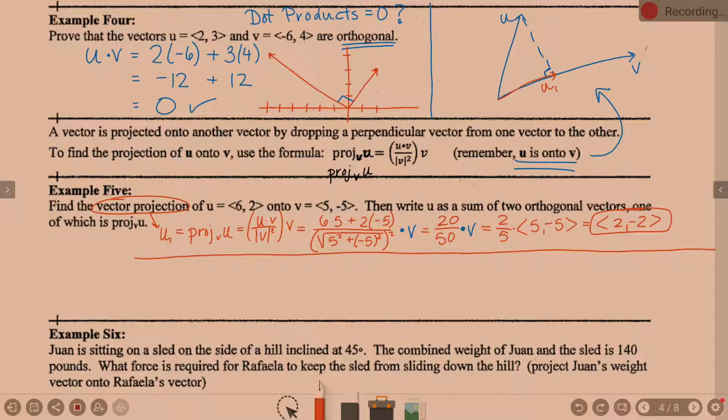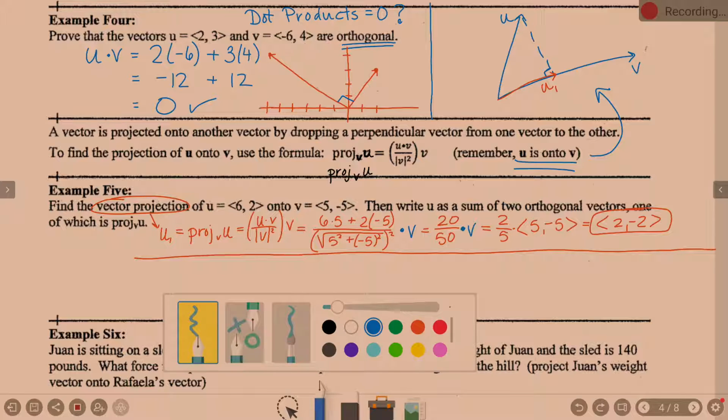So 20 over 50 reduces to be 2/5. And so then we're taking that 2/5, the fraction we found, and multiplying by the vector. So basically taking the 2/5 and distributing it into 5 and distributing it into negative 5. So 2/5 times 5 is going to be 2. 2/5 times negative 5 is going to be negative 2. And that's where we stopped, I believe.